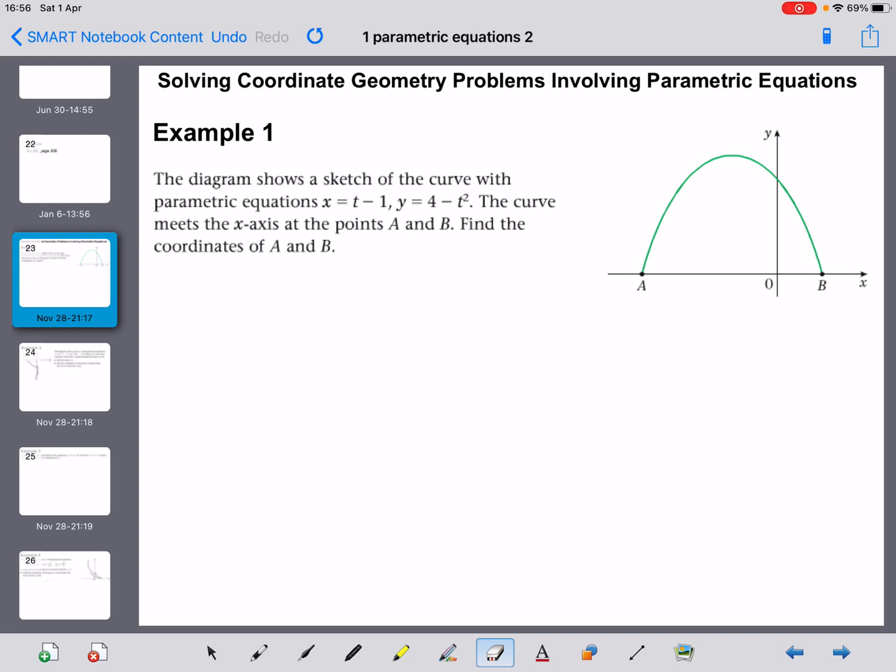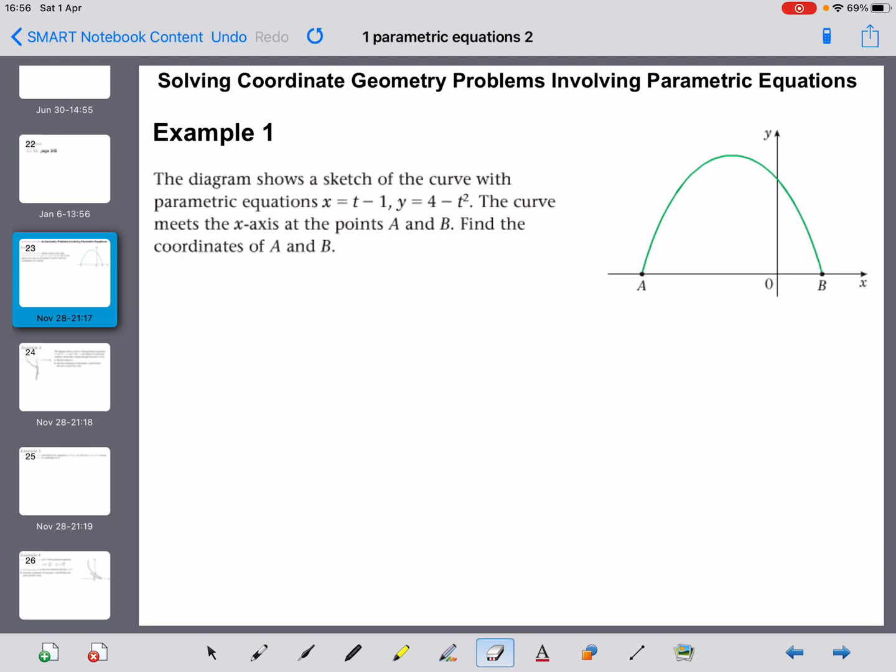In this video, we're going to look at some coordinate geometry problems that involve parametric equations. Generally, if you're looking at problems involving parametric equations, you might have to work out where the graph crosses the x or the y-axis. You might need to work out where a curve given as parametric equations intersects another graph. All of these we can do using the parametrics.